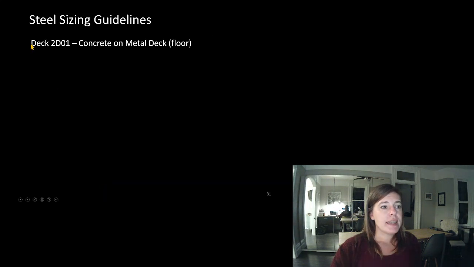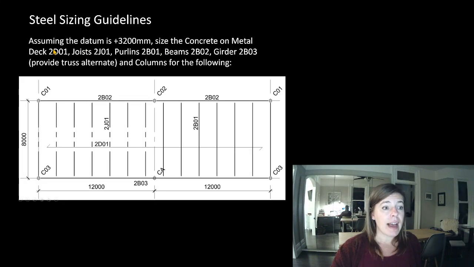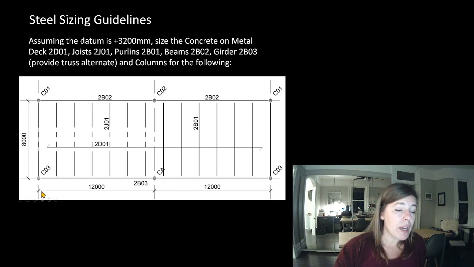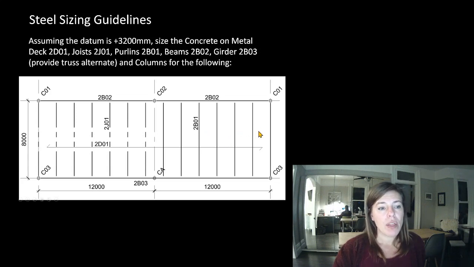All right, deck, 2D01, concrete on metal deck. They've told us it's concrete on metal deck, which means it's probably a floor, which means it's probably doing relatively normal things. Look, they haven't told us the dimension of how far apart all of these things are, but they all look to be exactly the same distance apart. We know this whole distance is 24 meters, and we have 1, 2, 3, 4, 5, 6, 7, 8, 9, 10, 11, 12, 13 spacings here. So we have 24 meters divided by 13 telling us how far this deck is spanning.